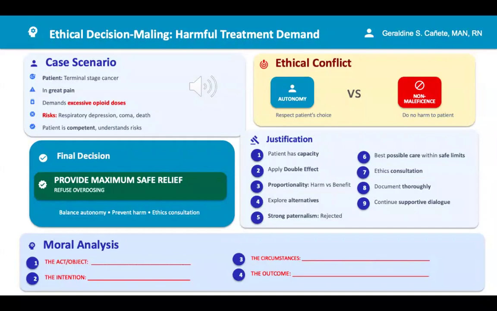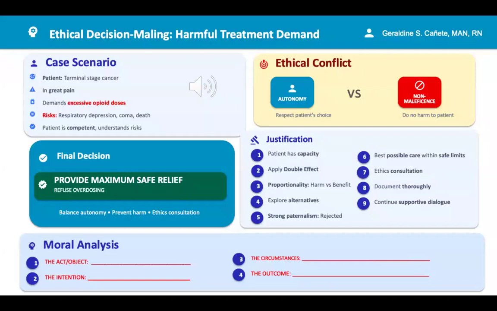For the circumstances, the patient is competent, understands the risk of opioid overdose, but is demanding excessive doses due to severe pain. The context is one of a patient in severe pain making demands that could potentially endanger their life. For the outcome, the patient receives pain relief within safe limits but may not be completely satisfied with the level of pain control. The outcome, though, is a compromise where the patient receives some relief but is not given everything they want. So, again, this is a very emotionally charged situation.